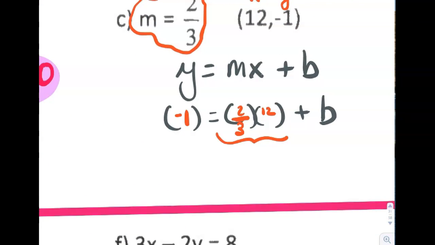We'll multiply these two together. -1 equals 2/3 of 12. You can go right to your calculator on that. Or put a 1 underneath the 12 and multiply across. You could just say 24 over 3 is 8. 8 plus b. Now to solve for b, I am going to take away 8 from both sides.